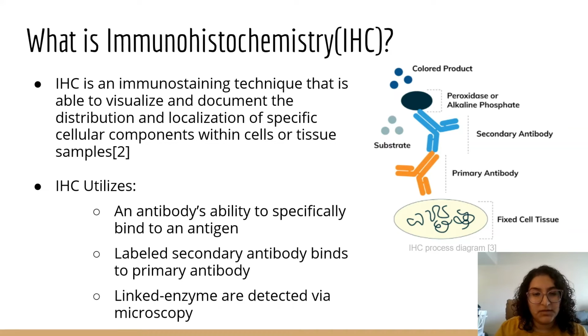So, the way that IHC works is that you will have a fixed tissue sample that will have an antigen that the primary antibody is able to bind to. Then a secondary antibody that is linked to your enzyme will bind to the Fc region of the primary antibody. When this binding occurs, your enzyme will react with a colorless substrate and will produce a colored product that can be viewed via light microscope.